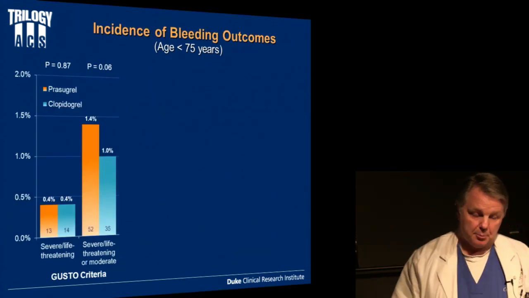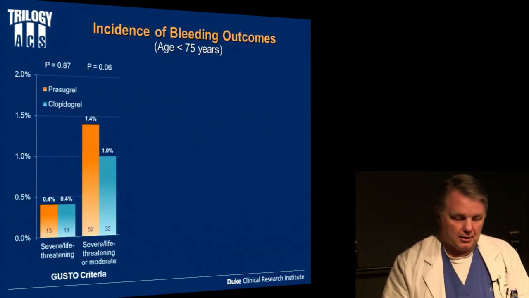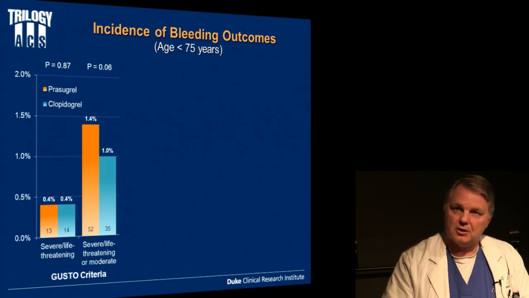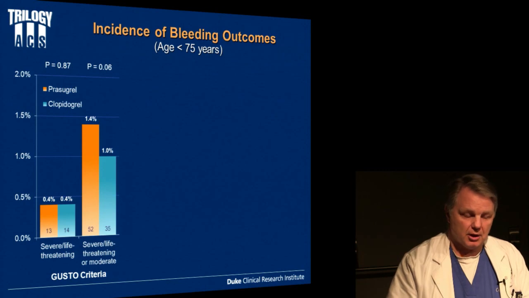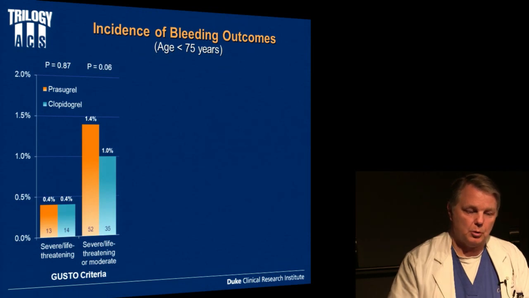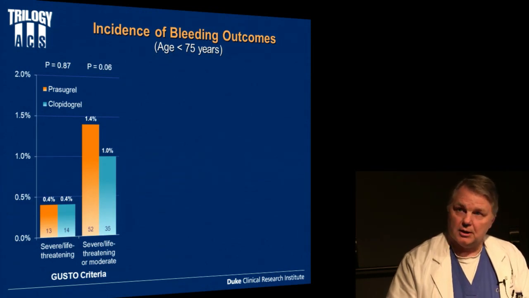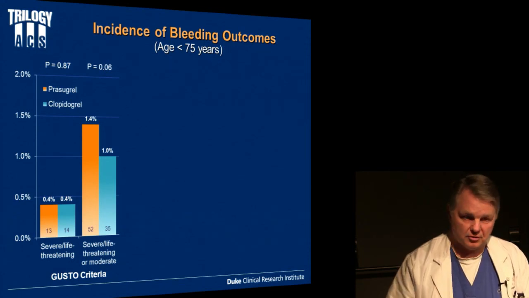Now, bleeding was interesting here, because Chris had already shown you there was an increased risk of fatal bleeding and serious life-threatening bleeding in the TRITON trial. That was the PCI trial. Now, of course, our patients are older. They're managed medically. They have more comorbid illnesses. And in this trial, with the 2 modifications I shared with you, we saw no increased risk in bleeding.